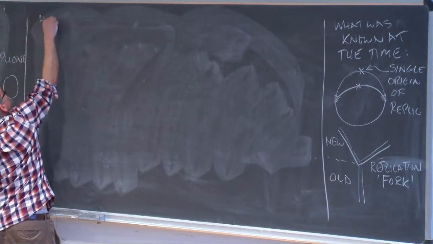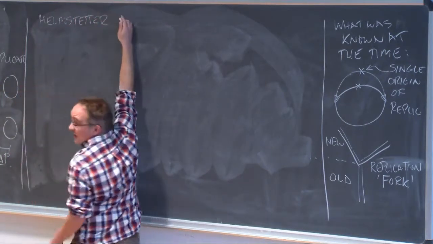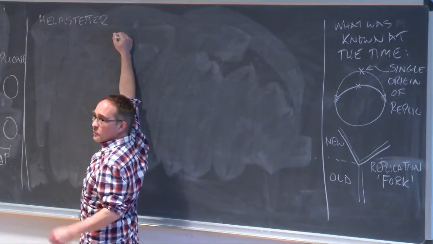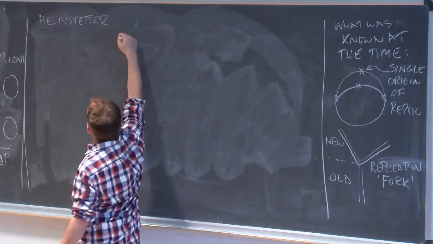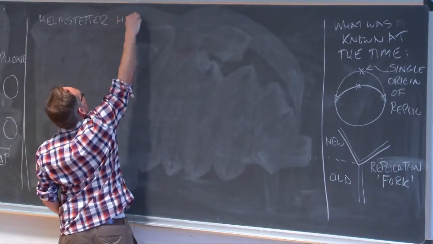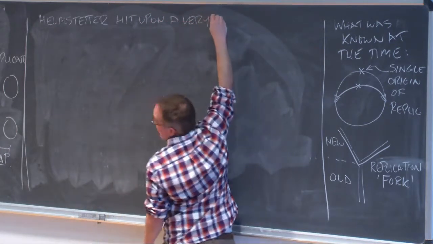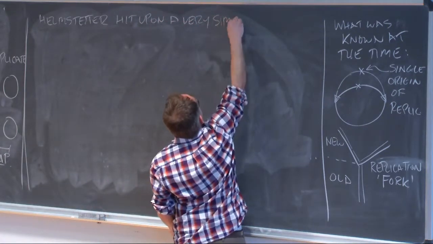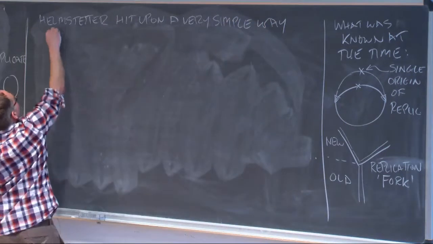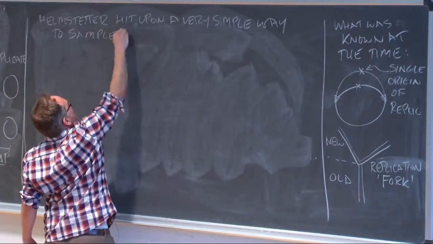So Helmstetter, and this took 10 years. What I'm going to show you seems like, yeah, okay, in hindsight, obvious, but so do a lot of Archimedes' proofs. So it's got that same quality. So Helmstetter hit upon a very simple, in retrospect, way to sample from the age distribution.